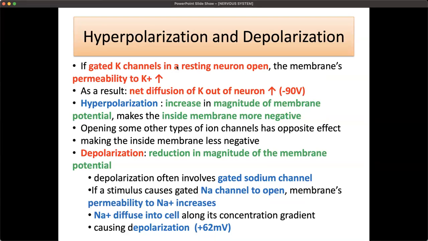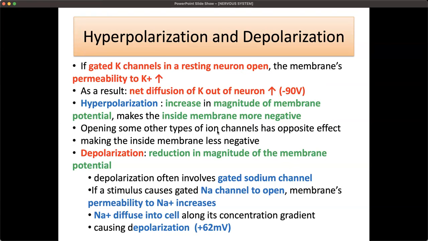If the potassium channel in a resting neuron opens, the membrane permeability of potassium is going to increase. When the potassium channels open, they are going to allow the potassium to flow. So that's why it says increasing the permeability of the potassium. As a result, the net diffusion of potassium out of the neuron is going to be negative 90. It's going to be even more negative than the resting potential. That is a hyperpolarization, an increase in magnitude of membrane potential, making the inside of the membrane even more negative than the resting potential.